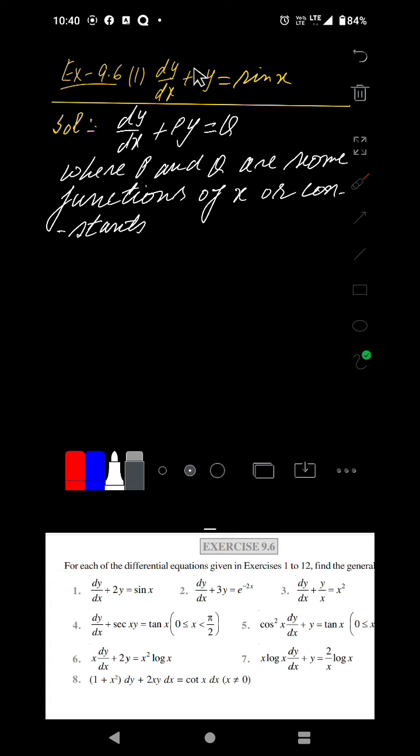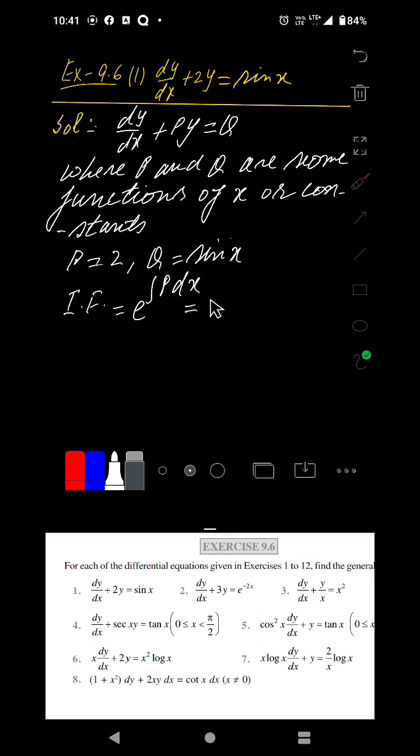First we need to compare the differential equation with this standard linear differential equation. Comparing these two equations, we have p is equal to 2 and q is equal to sine x. After that, we need to find the integrating factor, that is e raised to the power integral p dx. That is equal to e raised to the power integral 2 dx, which is e raised to the power 2x. Integral of 2 with respect to x is 2x, so e raised to the power 2x is the integrating factor. Let it be equation number 1.